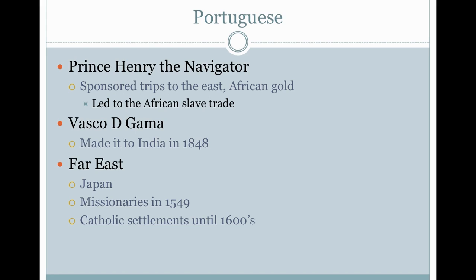How far east did European ideas make it? Well, Catholic settlements are found in Japan. Missionaries make their way to Japan. So Christianity does spread into Asia. Maybe not like Buddhism, but you're going to find Christian missions all over the world, including in Asia, because of the Portuguese.